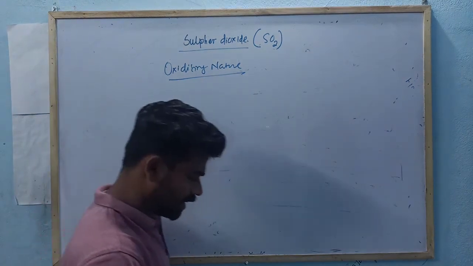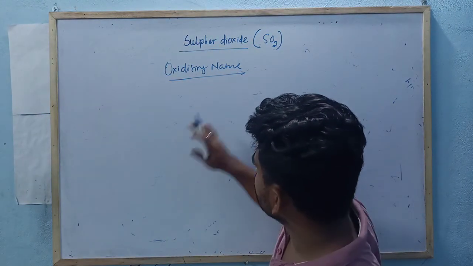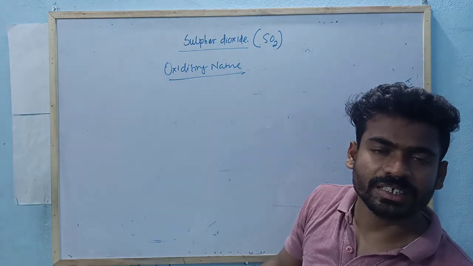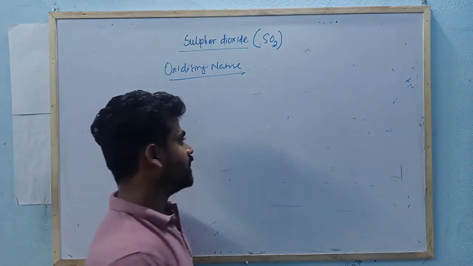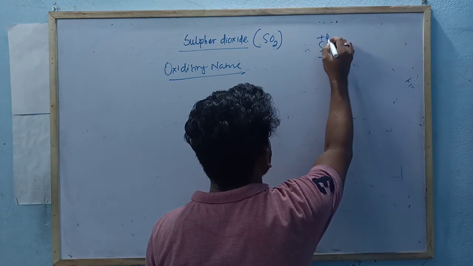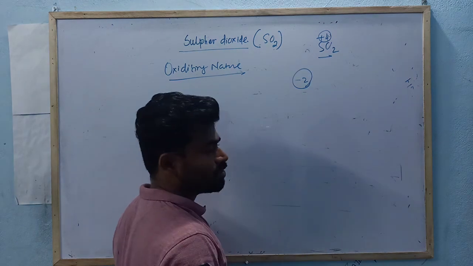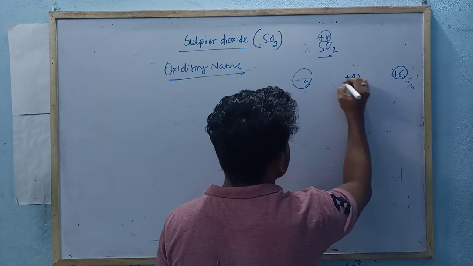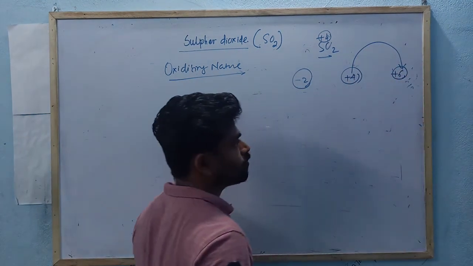So sulfur dioxide has reducing nature and oxidizing nature. That means it can act as both an oxidizing agent as well as a reducing agent. Why? Because in SO2, the oxidation state of sulfur is +4. You know their lowest oxidation state is -2 and highest is +6. This +4 is an intermediate.